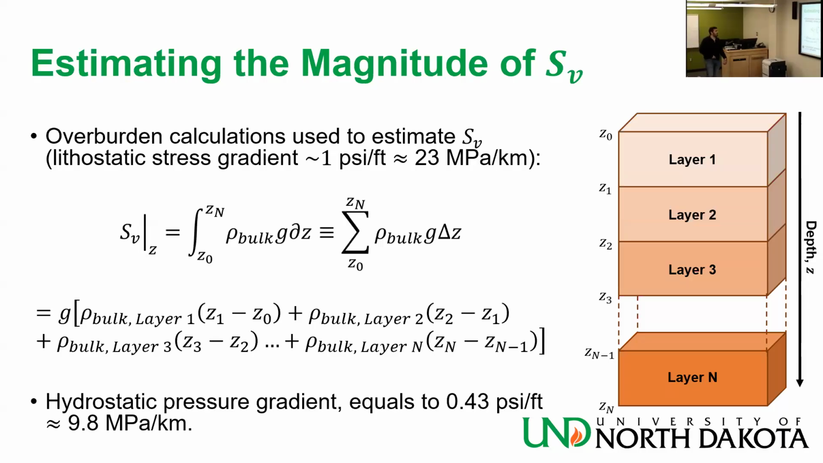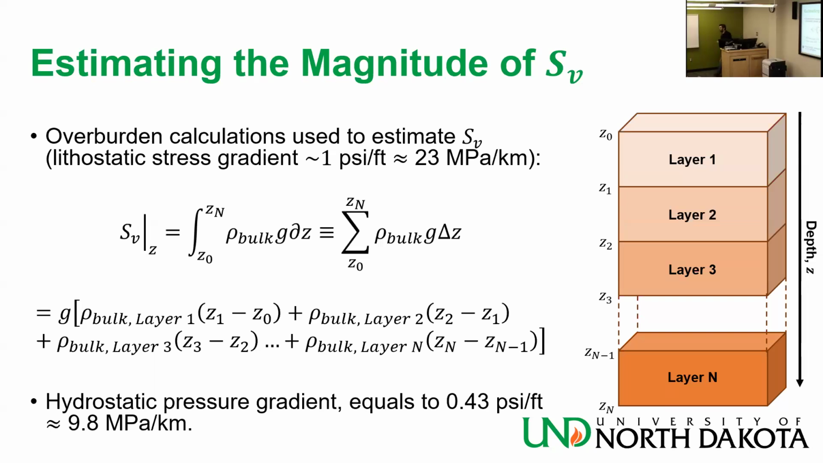Now, lithostatic comes from the Greek word lithos, ancient Greek word for rock. The modern day Greek word for rock is petra, like petroleum, the oil of the rock. In the ancient times, they used to use lithos for the rock, so we say lithostatic stress gradient. Now, hydrostatic comes from the ancient Greek word "hydor," which means water in ancient Greek.